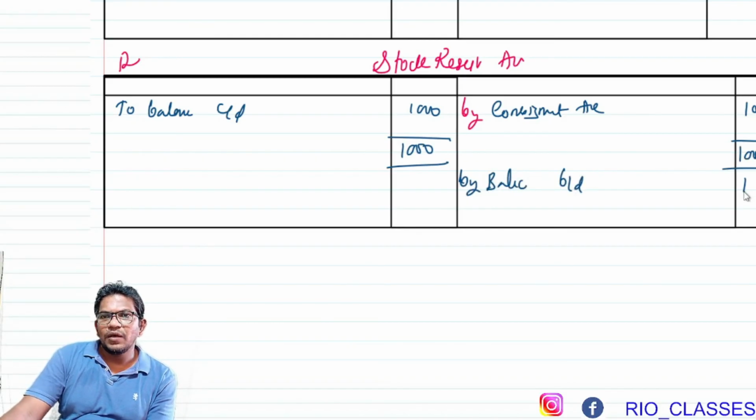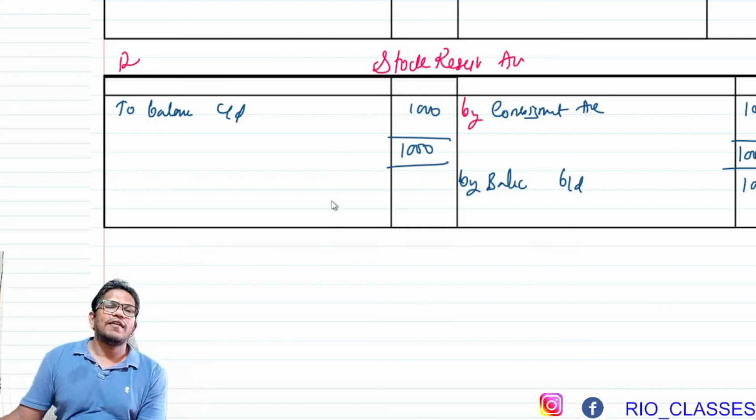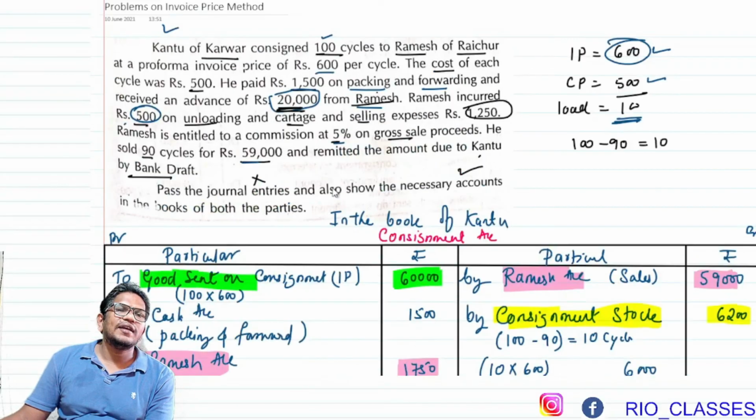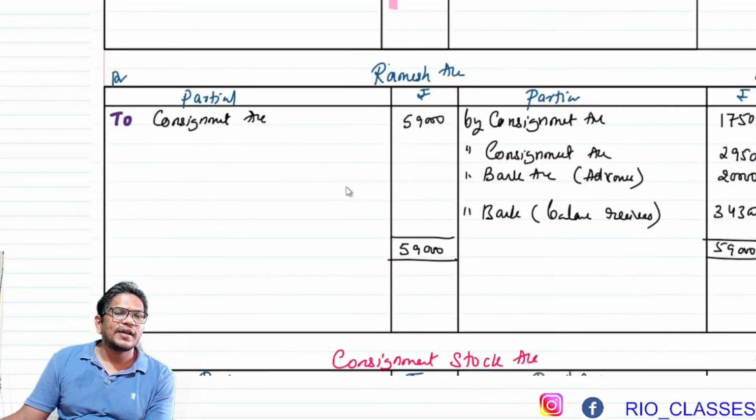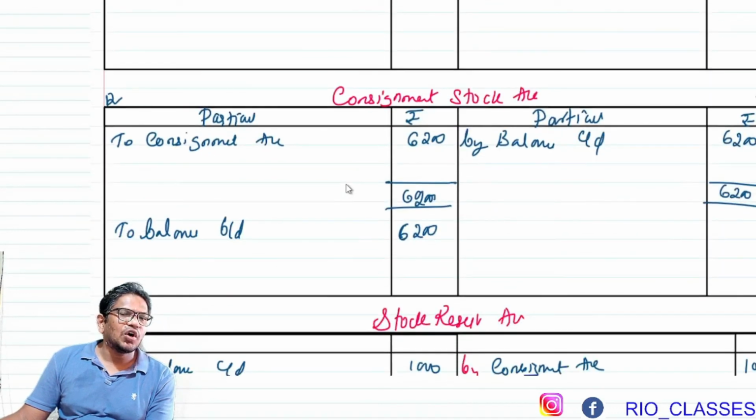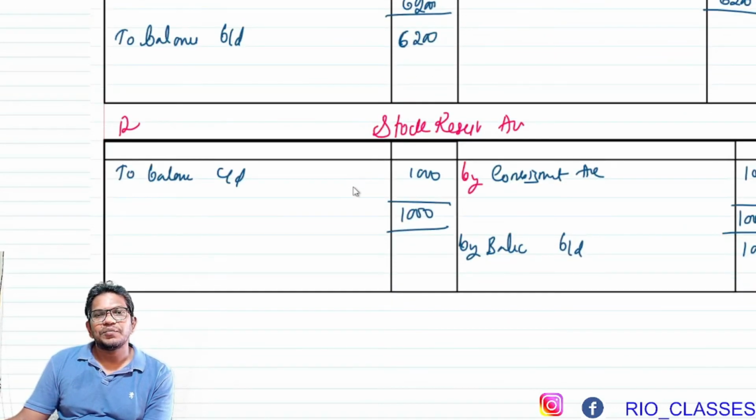In this way, we are going to solve consignment accounts, especially in case of invoice price. So how many accounts do we prepare? Only in case of the consignor: the consignment account, goods sent on consignment account, consignee account, consignment stock account, and stock reserve account. All right, my dear student, let's solve the next problem.